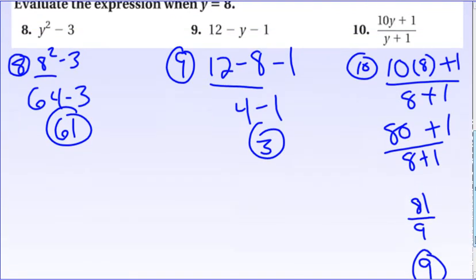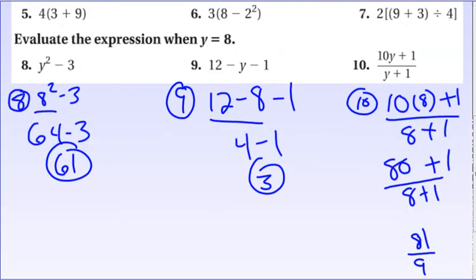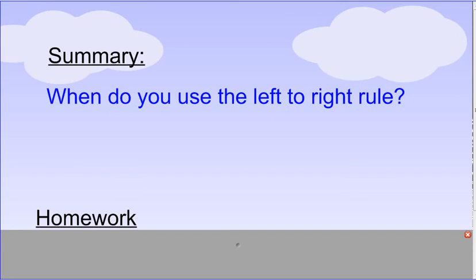And that puts us at the end of the lesson. So what I'd like you to do is answer this question in your summary box. How do you know when to use the left to right rule? So when do you use that rule? Go ahead, pause the video, write your answer. When you're ready, hit play, and we'll go through it together.